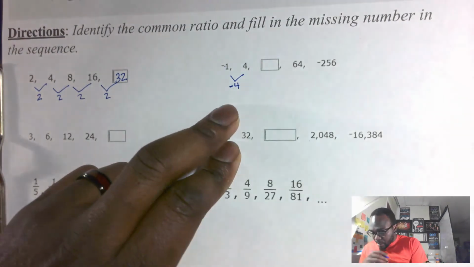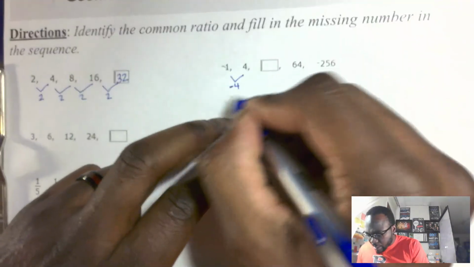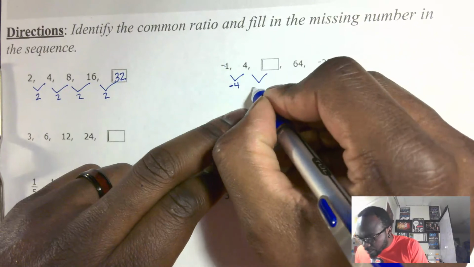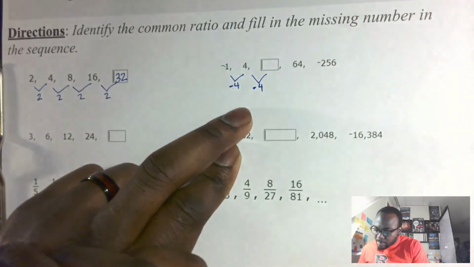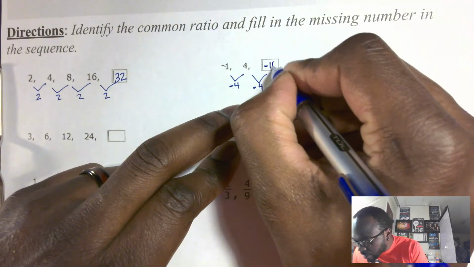So if I figure out that there's a pattern here, let's say the common ratio is negative 4. Negative 4, 4 times negative 4 is going to give me what? 4 times negative 4 is going to give me negative 16.